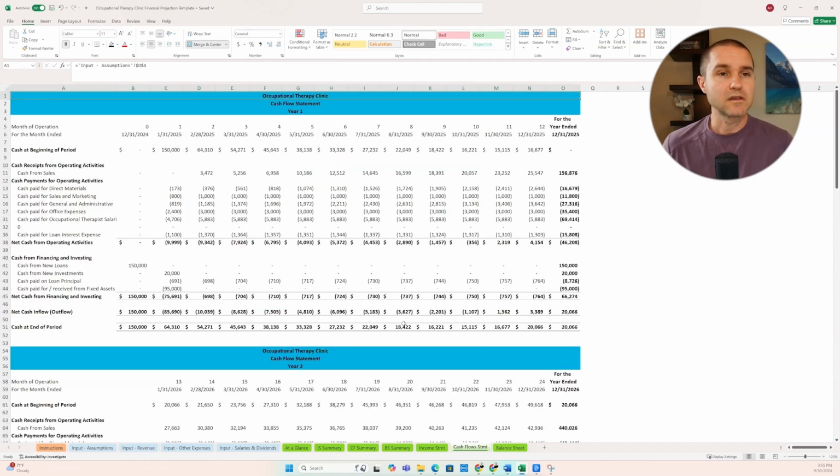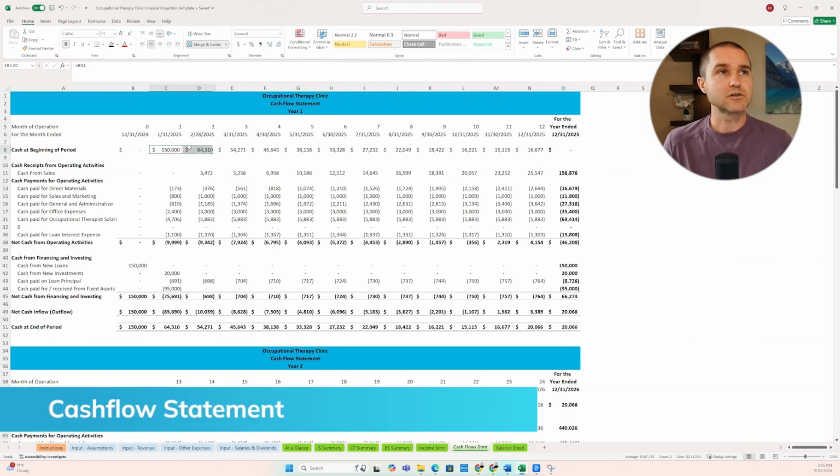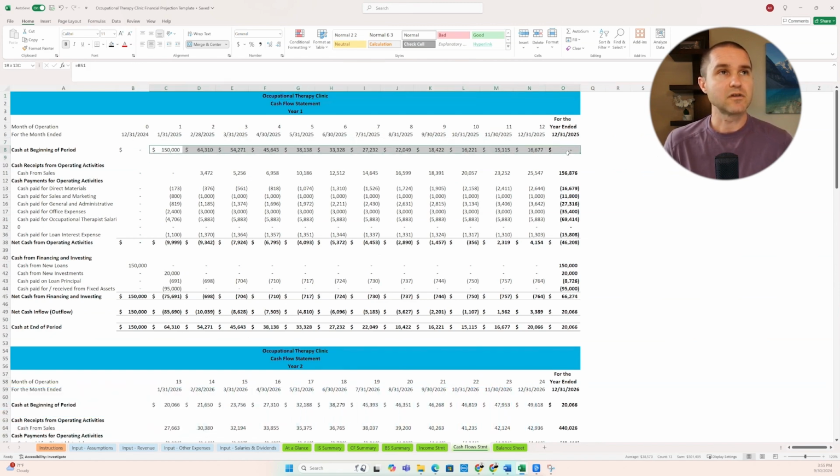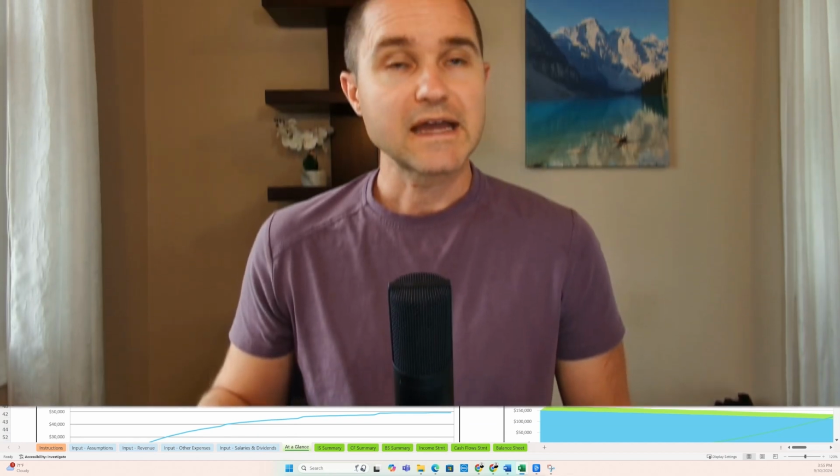Now, the other thing you'll want to check on is this cash flow statement. After you've entered everything in, look at this line, cash at the beginning of the period, and make sure that it never goes below 0. If it goes below 0, you're out of money. So that's one thing I always like to double check at the end of filling this out. Okay, so that is it.